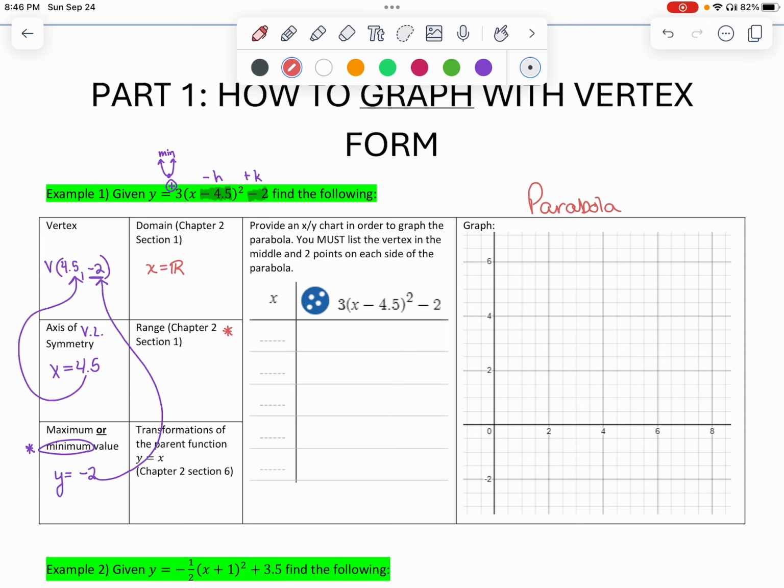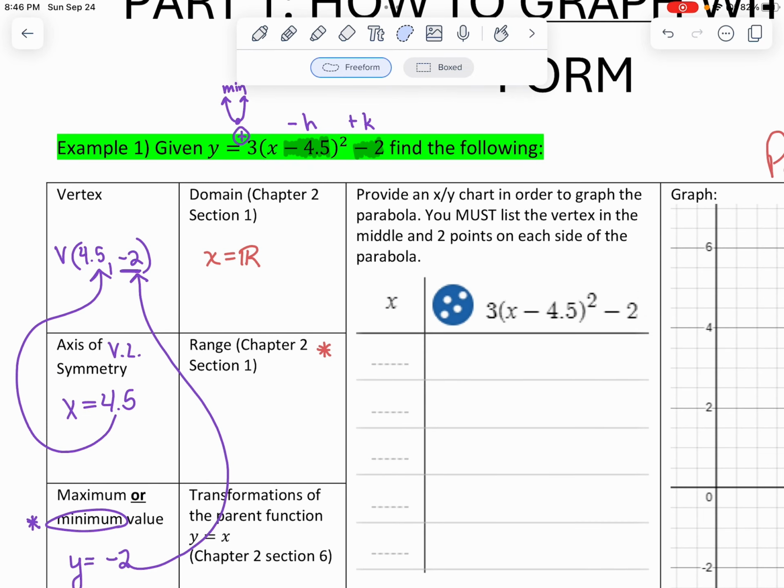So I'm going to plug in, this is huge. I wish I could come out of the screen and be like, pay attention, stop playing whatever you're doing. I need you to put this, that's my dog, vertex right there in the middle. The vertex always goes in the middle. Absolutely, it is a must, okay?